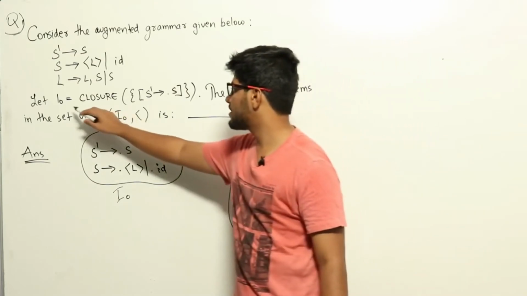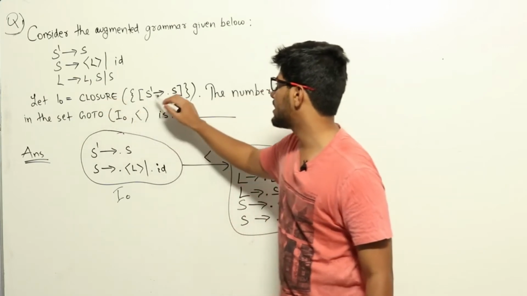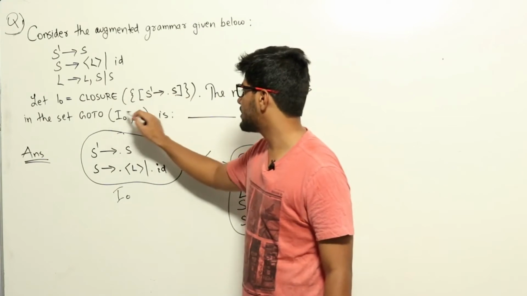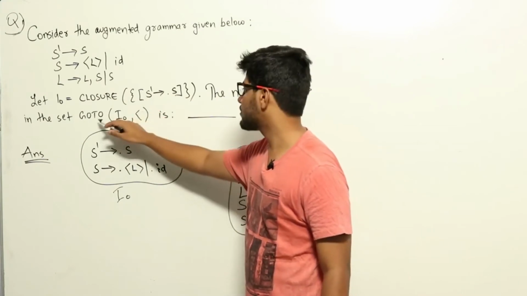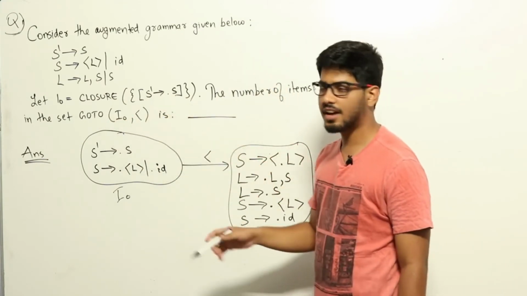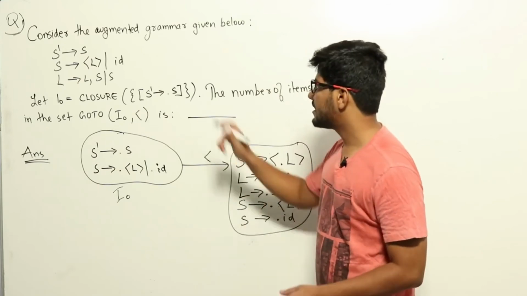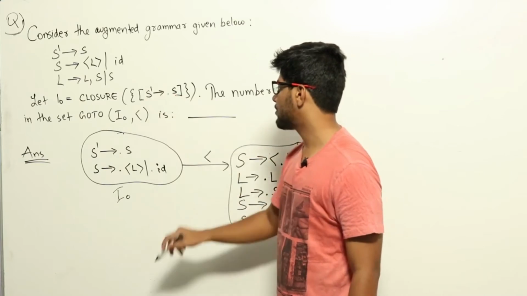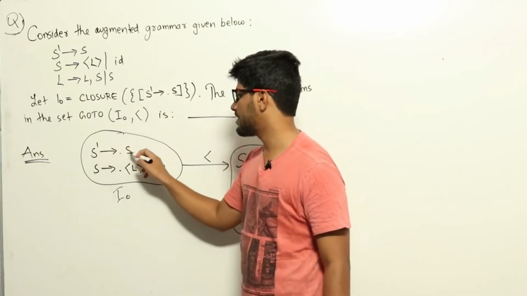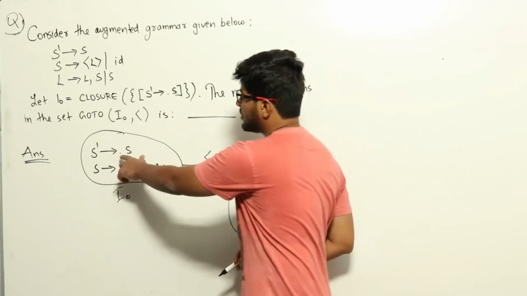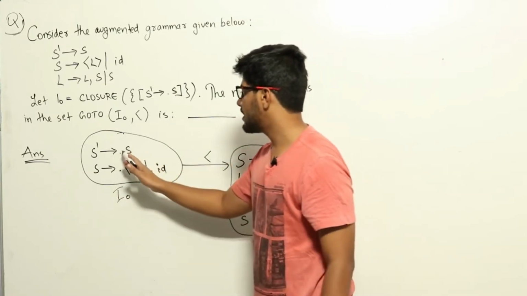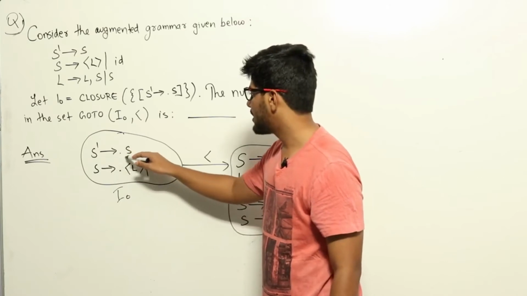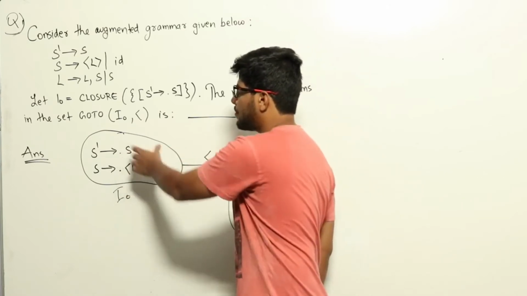So in the question they have given us that I0 is the closure of the set S' gives dot S. And they are asking, on seeing the symbol left bracket, that is given as goto of this, what will be the new set and how many items will be there in that set. So first of all we will try to find out the closure of the set S' gives dot S, that is given as S' gives dot S. Now what the dot symbol means is that whatever I have seen before the dot symbol, all that I have seen already from the input, and whatever appears after the dot symbol is the remaining input to be seen.